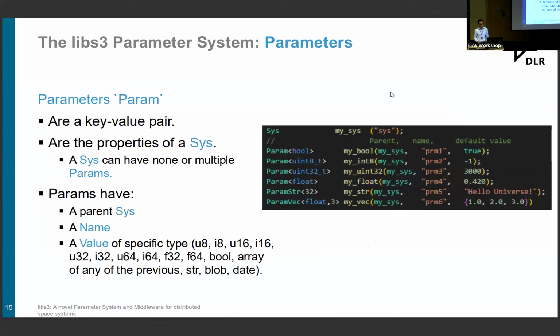And then the parameters. The parameters have one name and one system parent. And they have a specific type, of course. It can be any primitive type like booleans, integers and unsigned integers, floating types. I can also do arrays of any of those, strings, and I'm also working on the blob. This is base 64, and the date types.